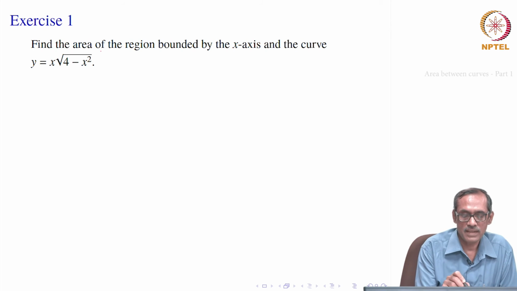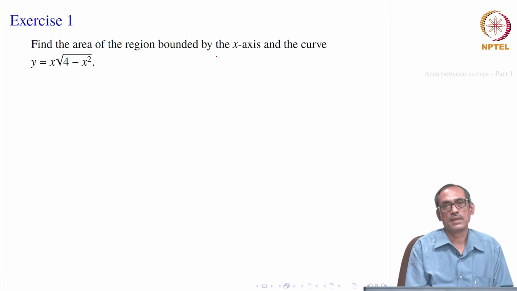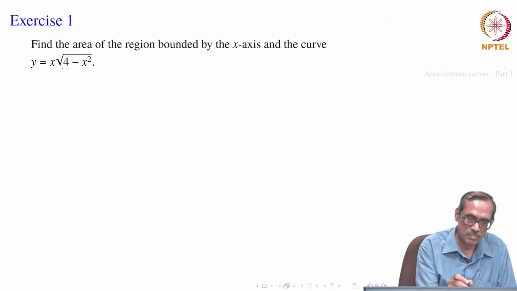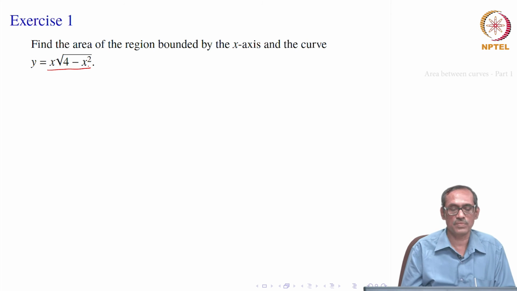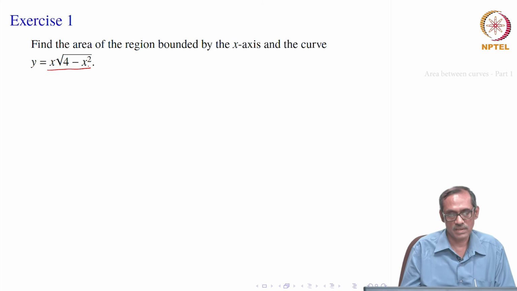Here we want to find the area of the region bounded by the x axis and the curve y equal to x times square root of 4 minus x square. So, it is asking just to find the region bounded by these two curves. One is the line, the x axis, and the other one is x into square root of 4 minus x square. Implicitly, it is assuming that this curve y equal to x into square root of 4 minus x square intersects the x axis at least at 2 points.